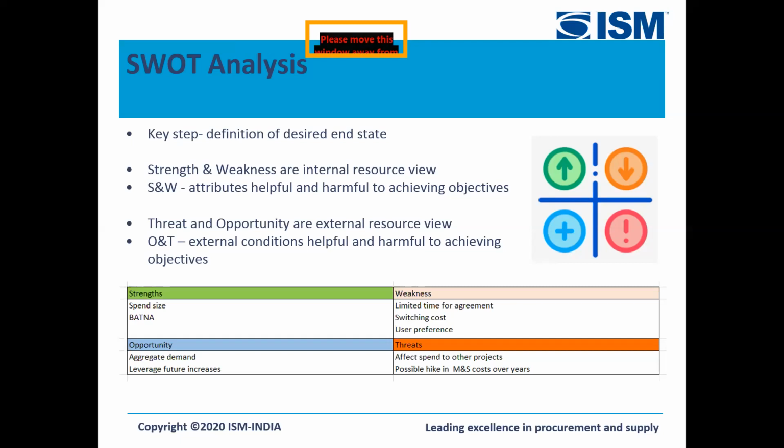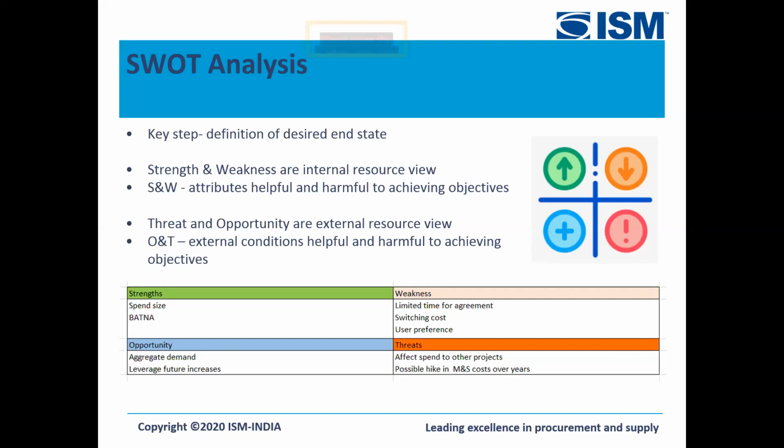Now, the key thing for any SWOT analysis is to understand the definition of the end state, or the objective we are after. Are we looking at the lowest price? Are we looking at a certain set of features at a certain budget? We need to have that definition in mind, and basis those definitions, we fill up the four quadrants: strengths, weaknesses, opportunities and threats. S and W are the internal, resource view, where we understand what we bring into the picture, and opportunities and threats are the external view, where we understand what the outside market brings into the picture for this specific project.